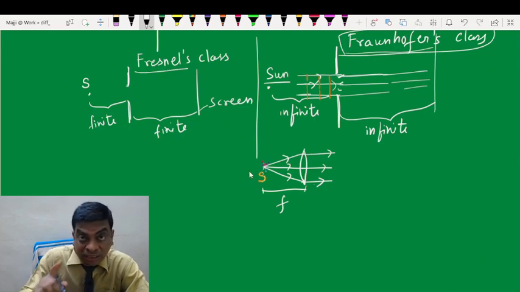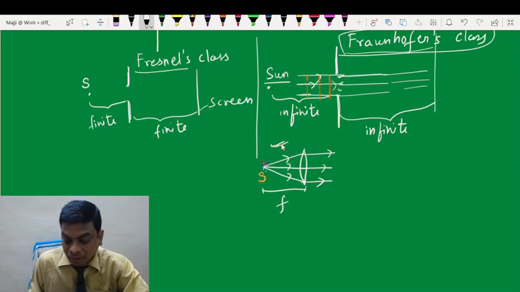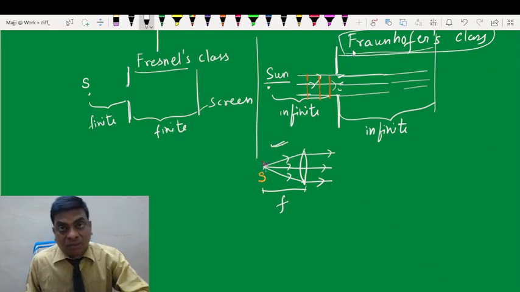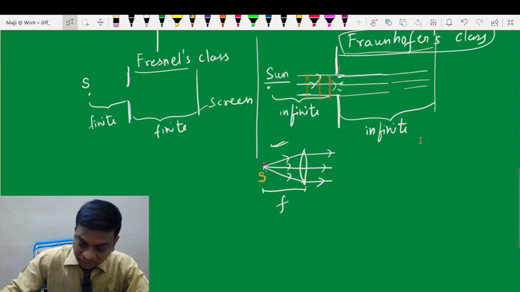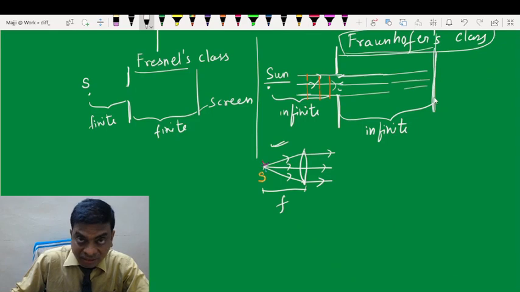So here the source is effectively at infinity, even though it is not actually at infinity. So this kind of setup is also sometimes used in the case of Fraunhofer's class of diffraction. Okay. Then the other thing you have to understand is that we cannot place the screen at infinite distance.